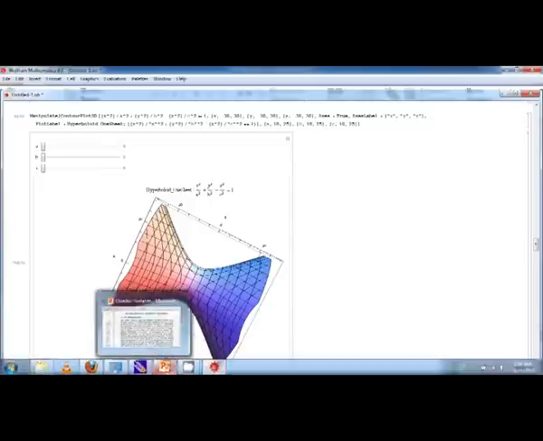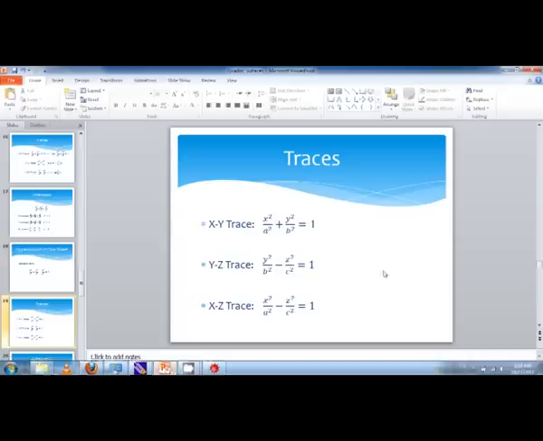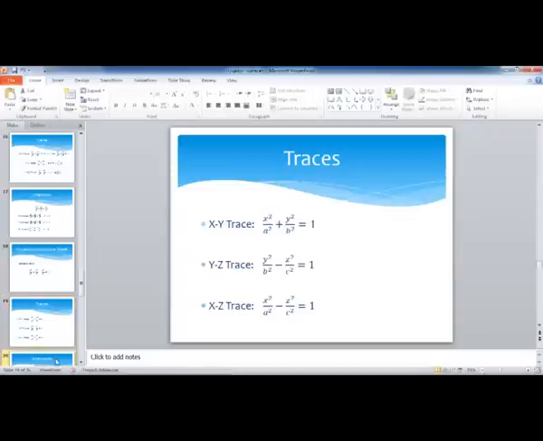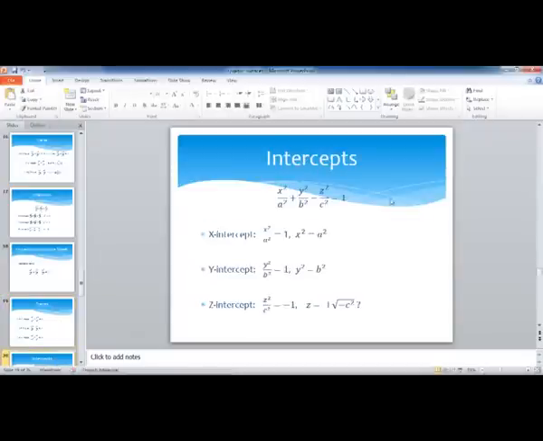So that's all for the traces. Next, we look at the intercepts. For x-intercepts, we just equate y and z to 0, and we find that x squared equals a squared. And for y-intercept, we just equate x and z to 0. We find that y squared equals b squared.